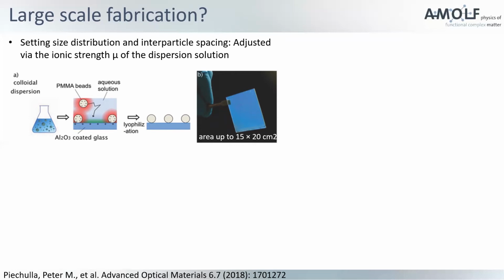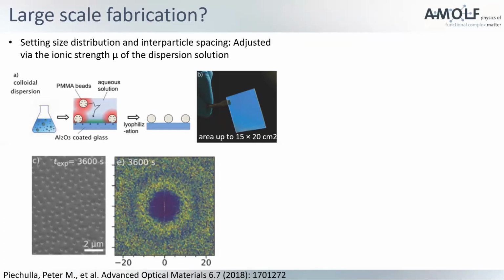So the PMMA beads that are used here, you can see in this sample here, the interparticle spacing is quite similar. So this really looks like a disordered hyperuniform structure that I showed you before. And indeed, when they did optical measurement, this ring in K-space is what can be seen. So this sample has been made for areas up to 15 by 20 centimeters square, which shows us that it can be made in large scale.